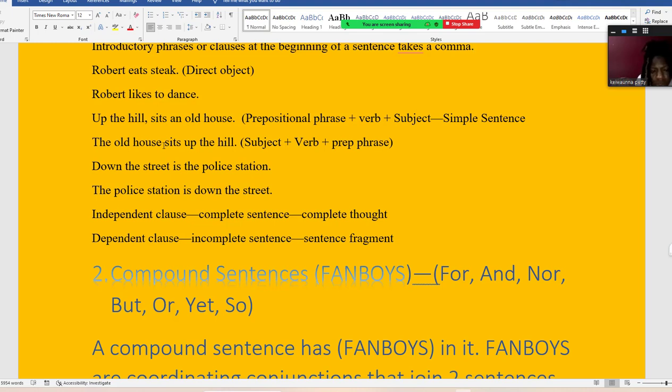So we don't put a comma in between street and is. Down the street is the police station. No, you don't need that. Actually, up the hill sits, it's optional.